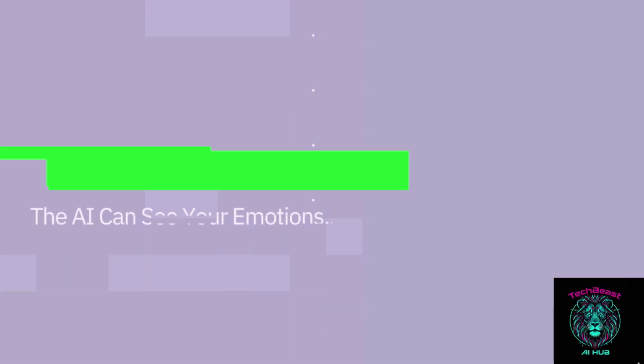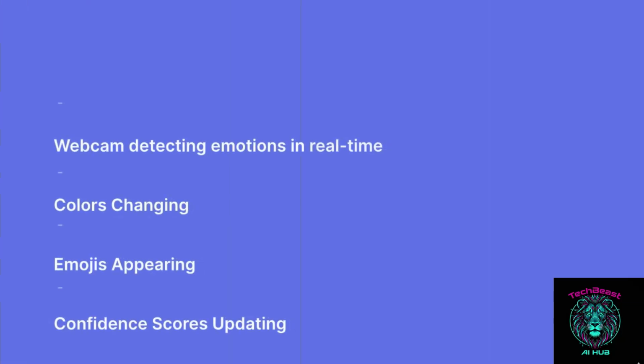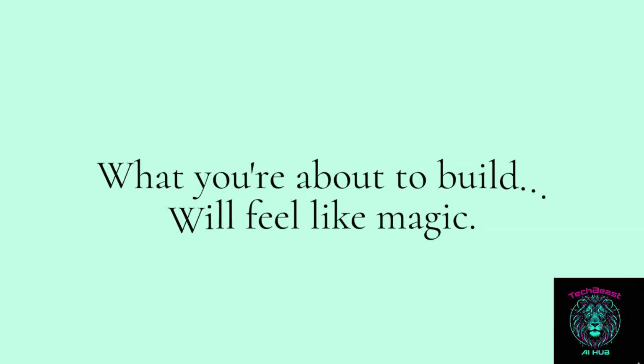The AI can see your emotions, but can you see what it sees? Webcam detecting emotions in real time, colors changing, emojis appearing, confidence scores updating. What we are about to build will feel like magic.